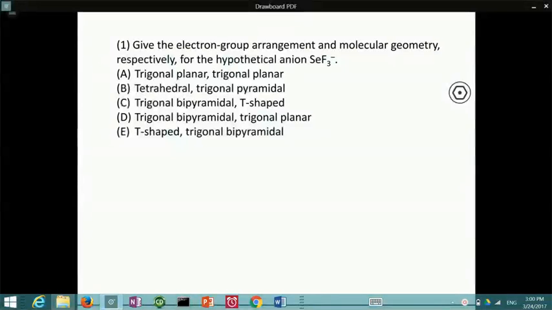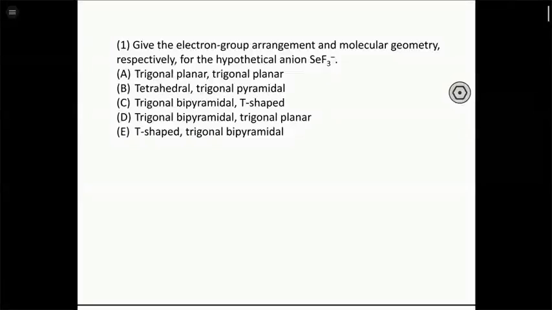Okay, we'll just get going. We have 20 questions to get through, so let's get on the ball.